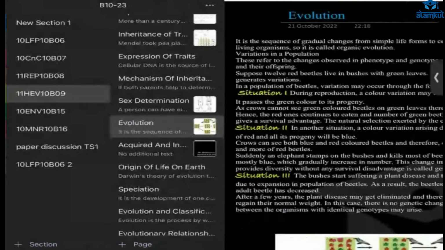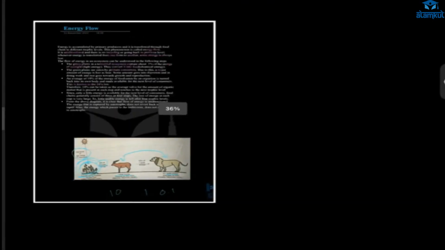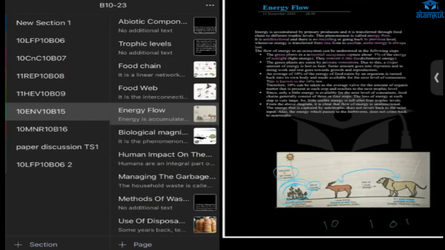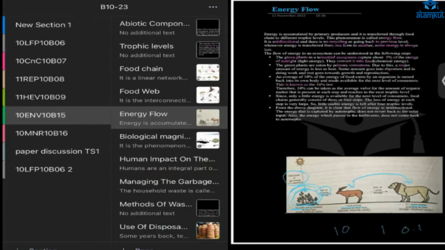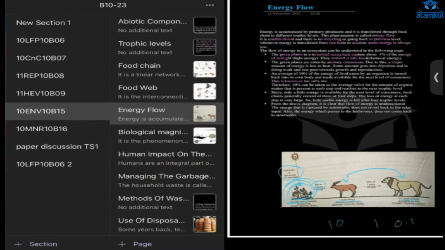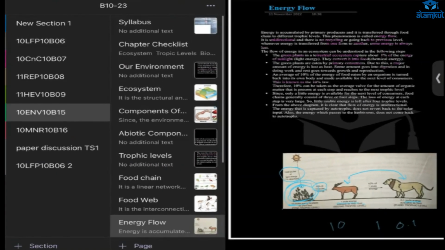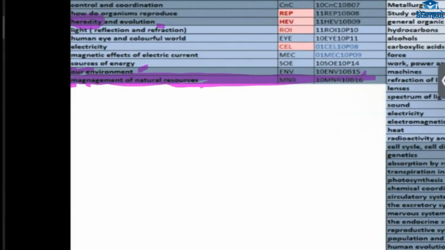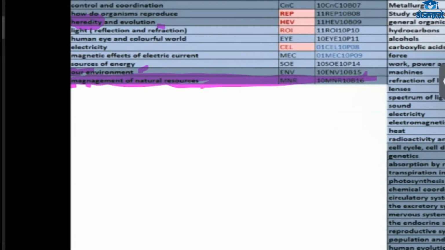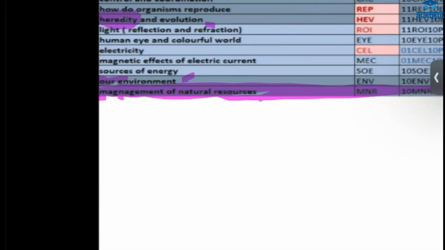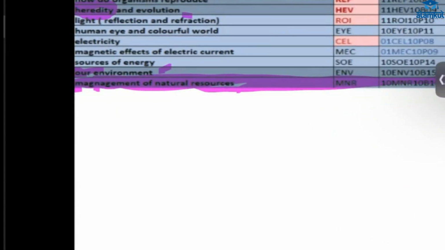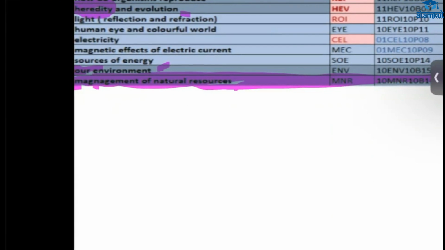Which chapter? That is ENV. This is the last chapter, and it will come. Ma'am, energy flow. What's the name of the chapter? Our environment. It should be environment, right? Yes, environment. Ma'am, it should be environment, right? Why is it in environment?